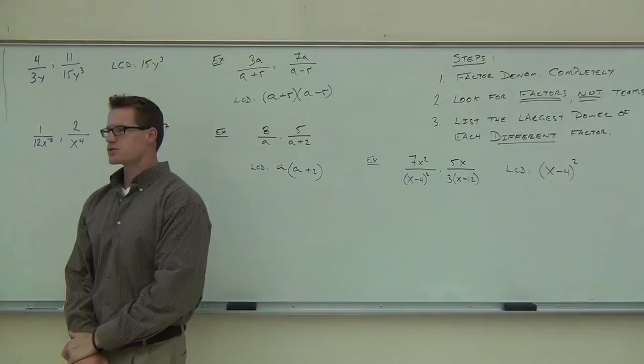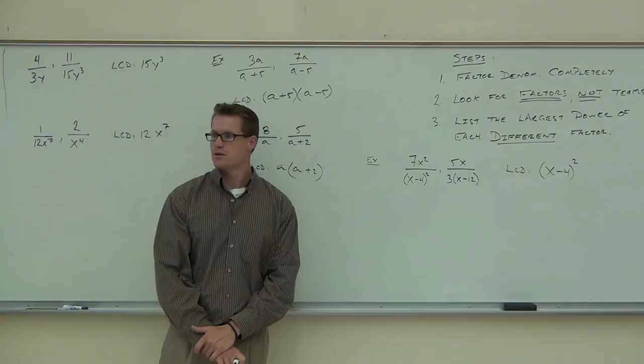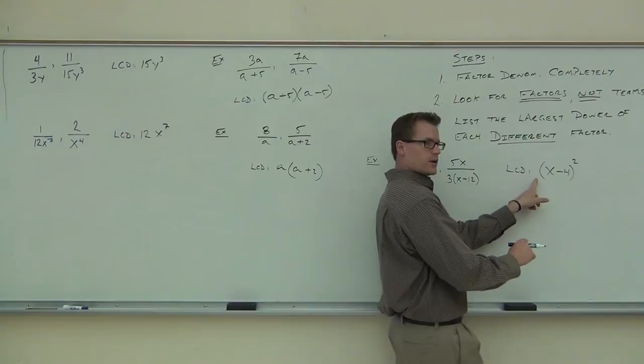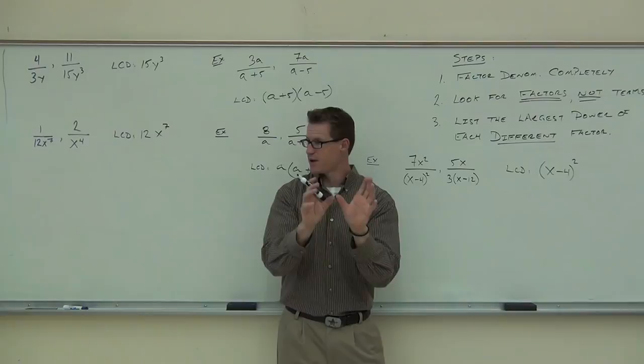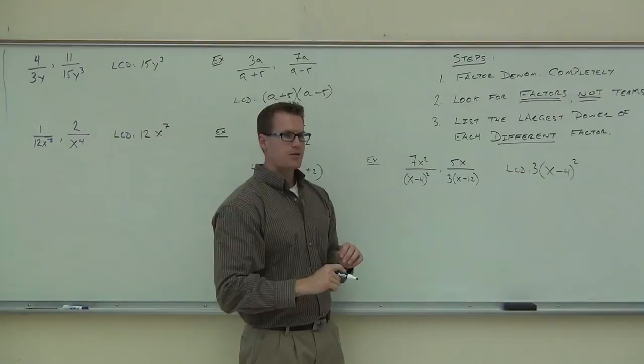Are there any different factors? Tell me one. 3 times x minus 1. Okay, so do I need the 3? Of course I do. I can write the 3 out front. Remember these are multiplied together. I'm taking different factors here. 3 is just a factor. I can write it wherever I want to. I'm going to write it out front. And then anything else did you say? Okay, that's different. Good.